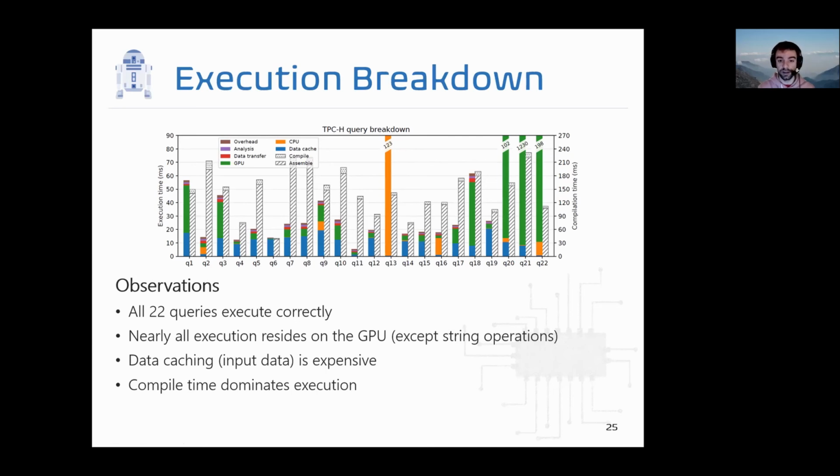And lastly, compilation time dwarfs that of execution. So despite the fact that we're using this more optimized compilation pipeline, we still have a large cost by using the second stage compiler. So as future work, it would really be a good idea to address this second stage.